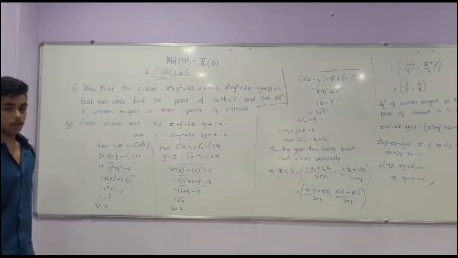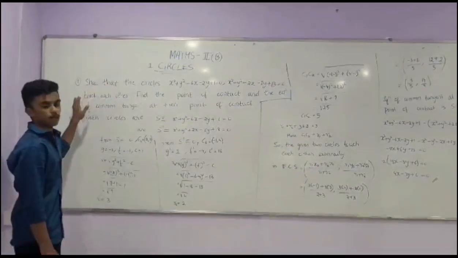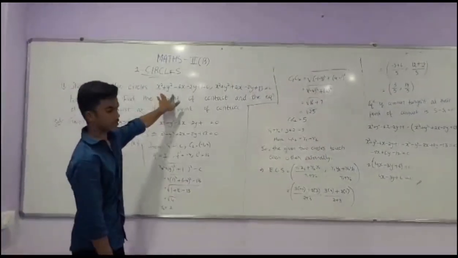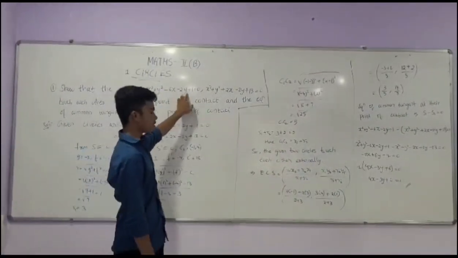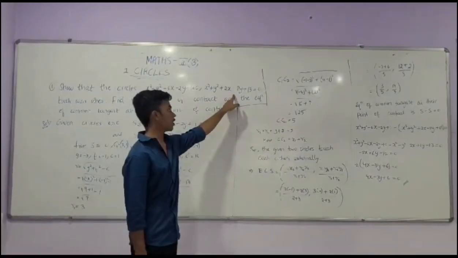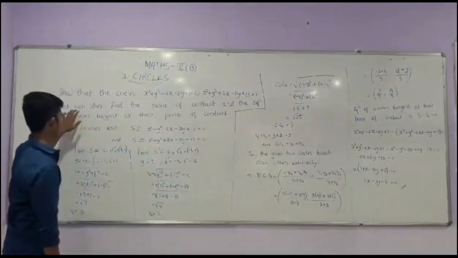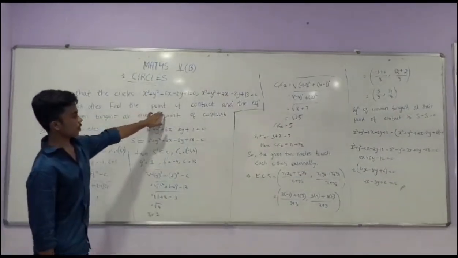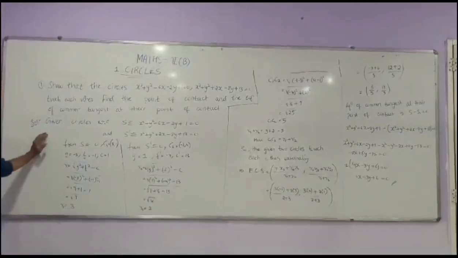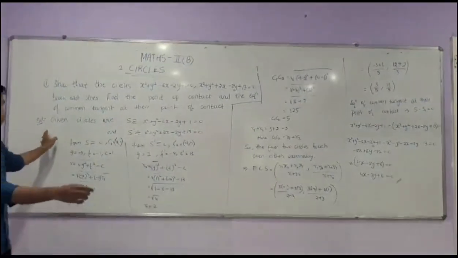Today I am going to explain the topic circles from Maths 2D. So the question is, show that the circles x square plus y square minus 6x minus 2y plus 1 is equal to 0 and x square plus y square plus 2x minus 8y plus 13 is equal to 0 touch each other. Find the point of contact and the equation of common tangent at their point of contact. So let us see the solution.